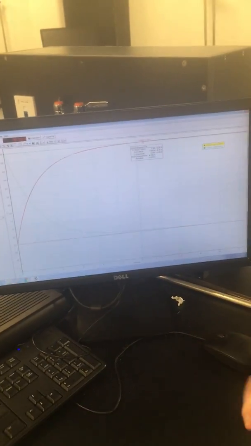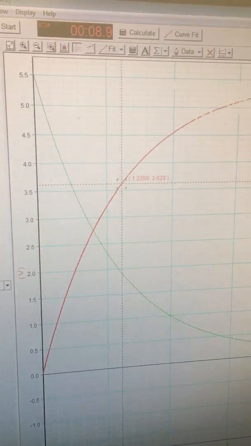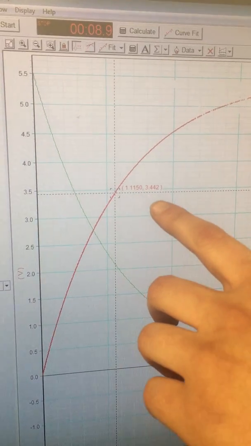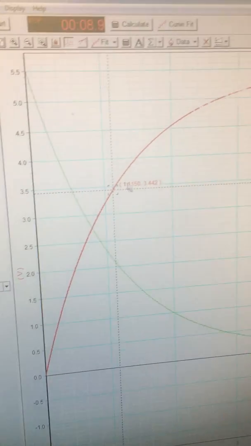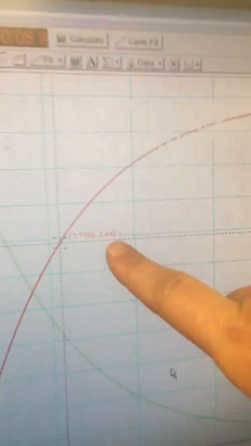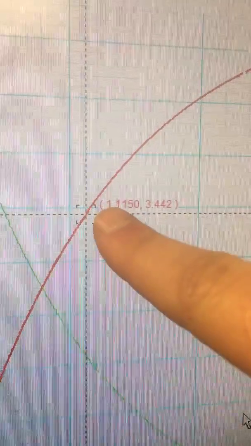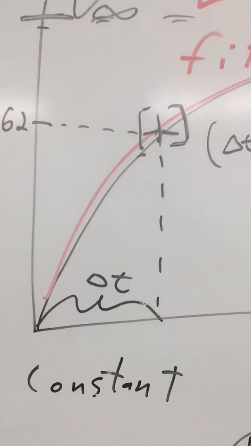So once we find our half-life, which in our case is about 3.4-ish, we're going to take this and bring it to the point on the curve where it matches the half-life, which in our case is about here, about 3.4. So your x is going to match your half-life, which again is 0.62 times the V at infinity. Once you find that point, your x value is going to be the same thing as your delta t. That is your x value. That is your delta t.